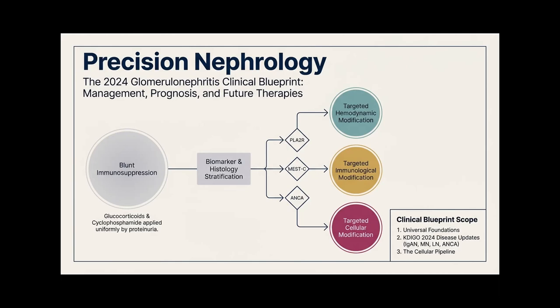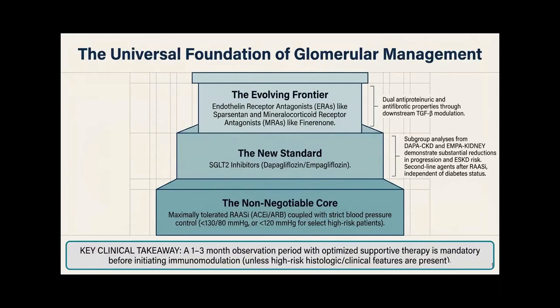Do a biomarker, do the histology, and stratify. If PLA2R is positive, targeted hemodynamic modification. MEST-C is positive, targeted immunological modification. ANCA is positive, targeted cellular modification. So the clinical blueprint scope is universal foundations, and also you have the KDIGO and the cellular pipeline.